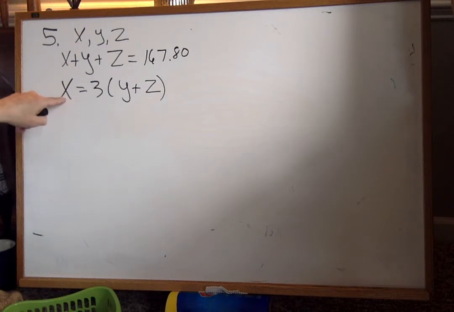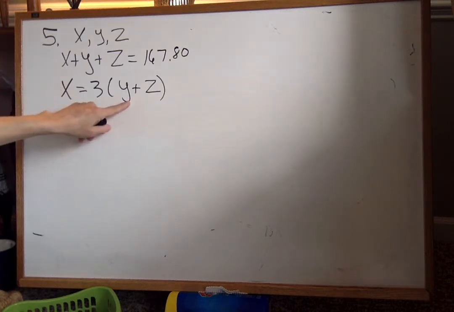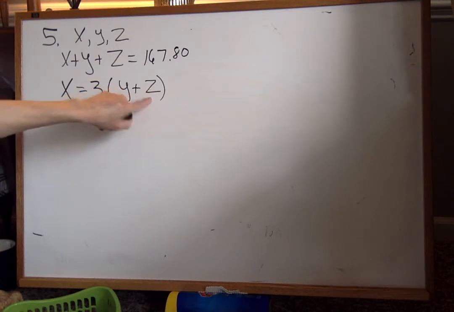This is my first store. I spent 3 times as much. So I spent a whole lot at the first store, right? But here's the tricky part. You got to read carefully that it says you spent 3 times as much at the first store as you spent in all at the other 2 stores, which is the second store and the third store.